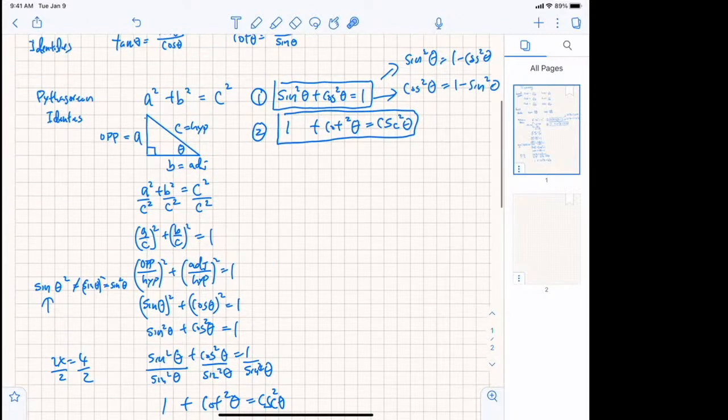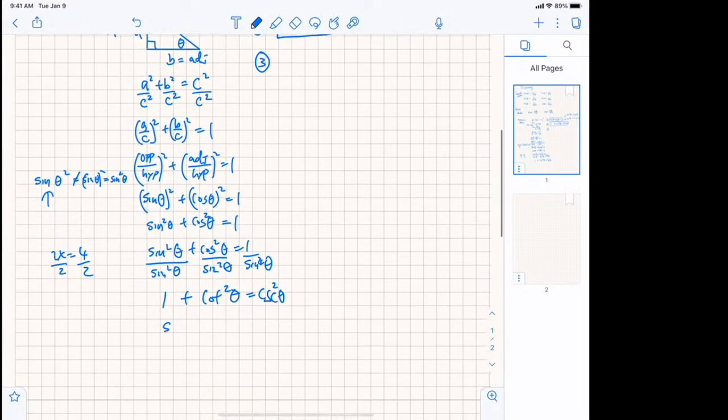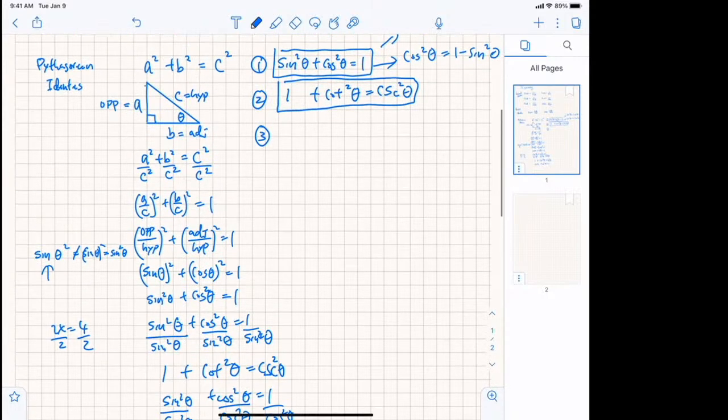Okay. Now for the third function, instead I'm going to take the same thing, sine square theta plus cosine square theta, and instead of dividing by sine square theta, I'm going to divide by cosine square theta. That's going to be tangent square theta plus 1 equal to secant square theta. So there comes another one: tangent square theta plus 1 is equal to secant square theta.